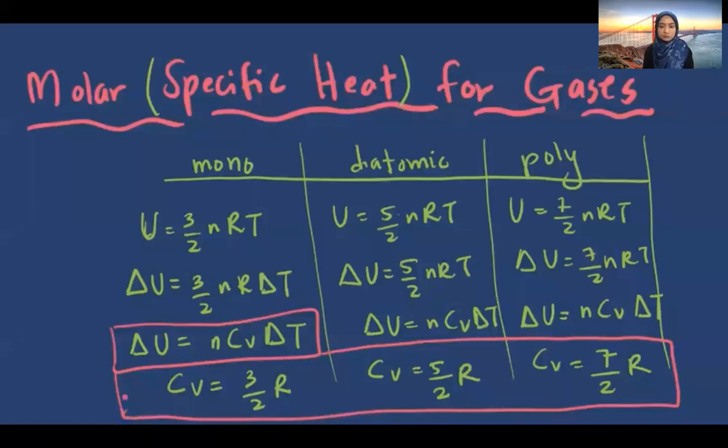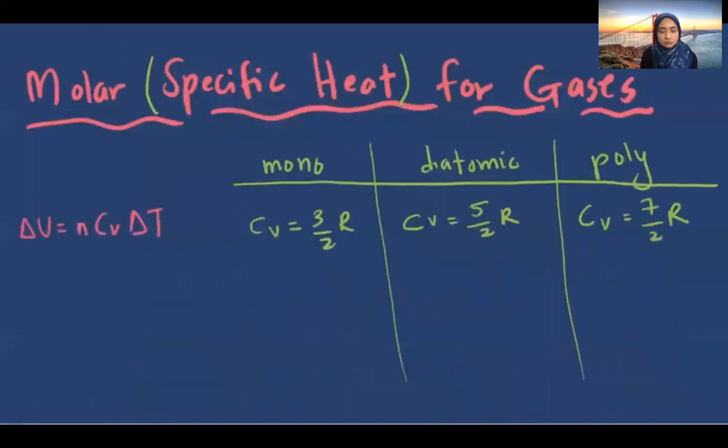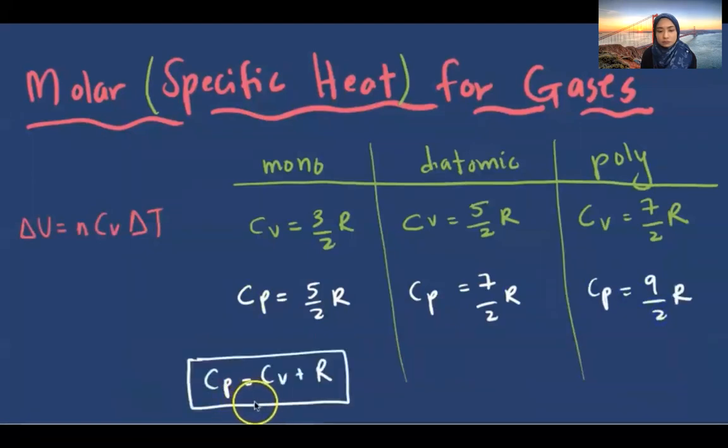Okay, so this is CV. What about CP? Let me rub this out. What about CP, the molar specific heat for gas at constant pressure? For a monoatomic gas, the CP is 5/2R. For a diatomic, it's 7/2R. And for a polyatomic gas, it's 9/2R. In your textbook, you will see that CP is equal to CV plus R.